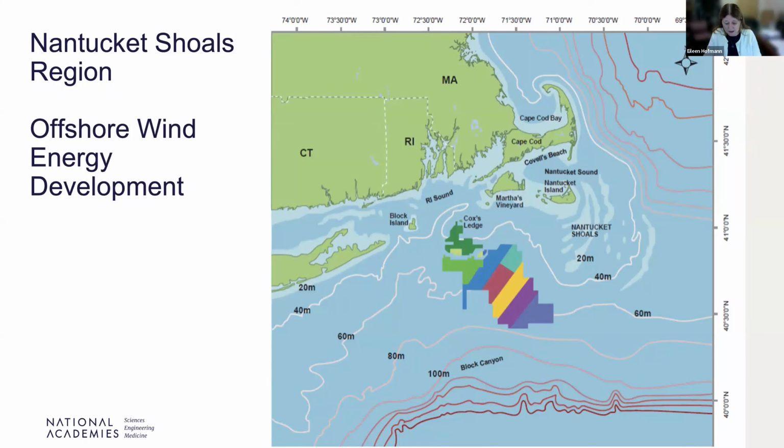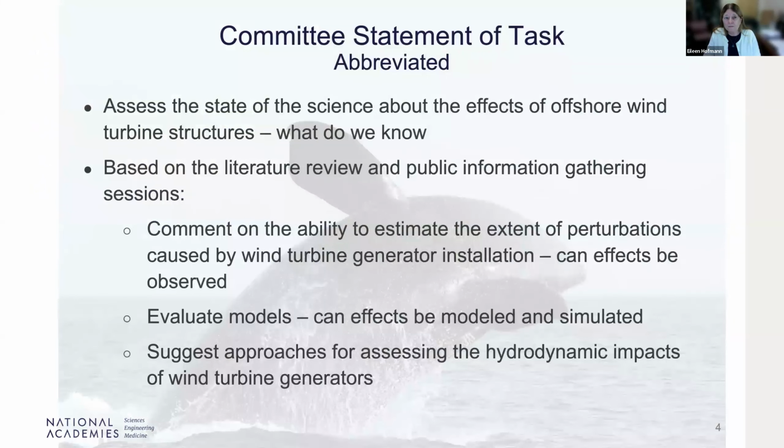Also shown on this slide is the outline of the proposed wind energy lease areas that are planned for installation in this part of the U.S. continental shelf. The colors represent the 9 different wind energy projects that are either proposed or are under development for this region. All right, so the committee was given a statement of task.